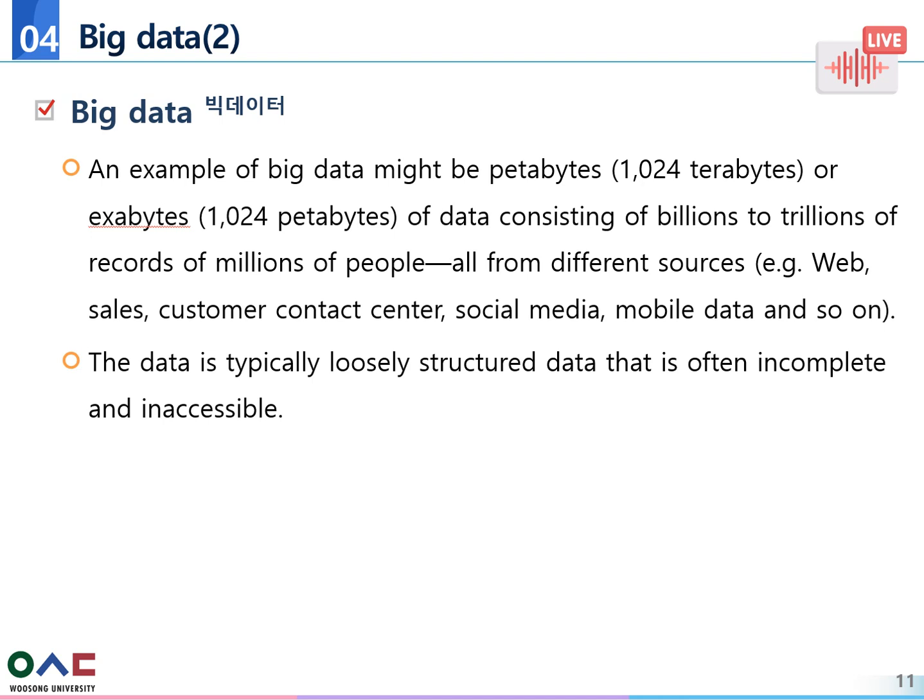An example of big data might be petabytes, 1024 terabytes, or exabytes, 1024 petabytes, of data consisting of billions to trillions of records of millions of people, all from different sources, e.g. web, sales, customer contact center, social media, mobile data, and so on. The data is typically loosely structured data that is often incomplete and inaccessible.